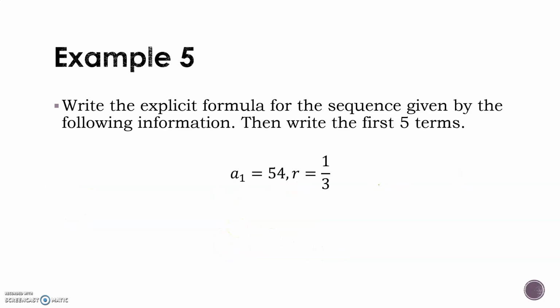One more. All right, write the explicit formula. So let's start with that. A sub 1 times our common ratio to the n minus 1. So there's our formula. Then find the first 5 terms. Our first one is 54. And then what this is saying is multiply by 1/3. But if we multiply by 1/3, that is the same as dividing by 3. But with common ratios, ratio is always in terms of what we're multiplying by.